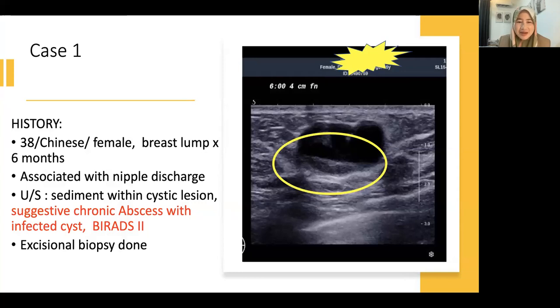Majority of cases are my referral collection cases. Now we start with case number 1. We have a 38-year-old Chinese female with a breast lump for 6 months associated with nipple discharge. Ultrasound shows sediment within a cystic lesion, suggestive of chronic abscess with infected cyst. The BI-RADS score is 2. Excisional biopsy done.